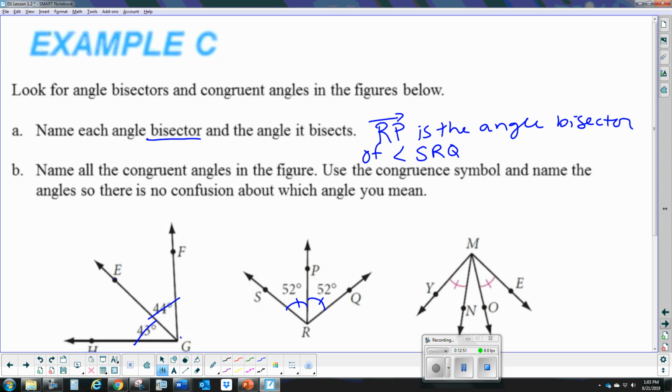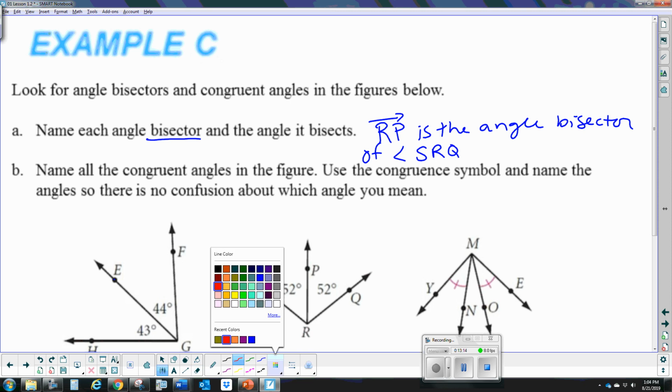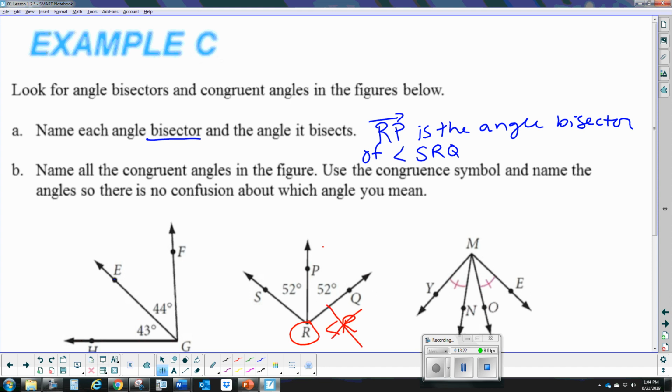And the last one, although we have two angles here, there is not one single ray that forms those two congruent angles. So in the last diagram, there are no angle bisectors. The second part asks to name all congruent angles in the figure. Make sure that you label it so there's no question about which angle you're talking about. For example, I would not want to say angle R because there are three angles at R, and I'm not sure which one you would be talking about if you just said angle R. So we'll use three letters where the center letter is our vertex.